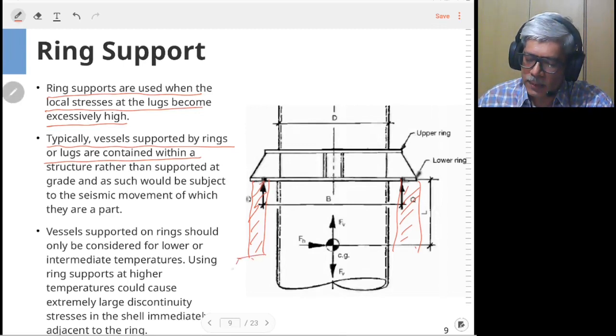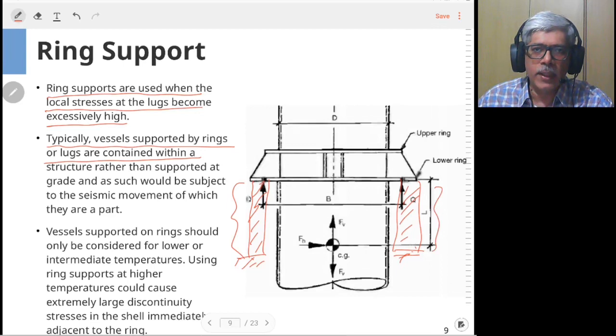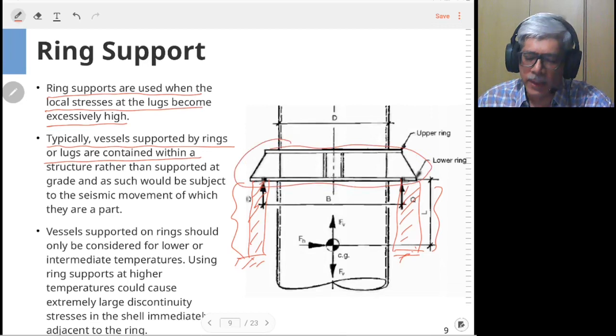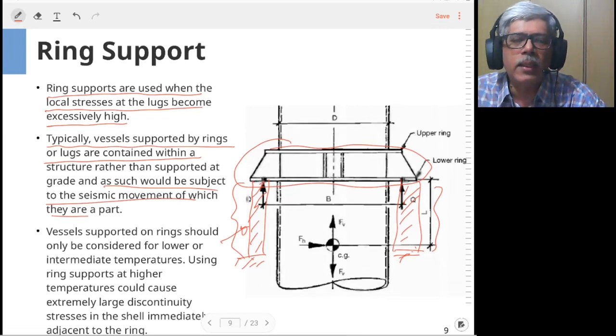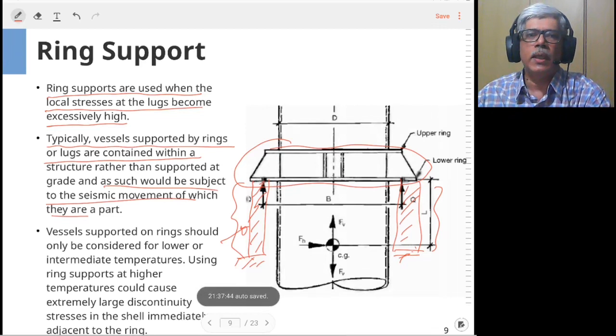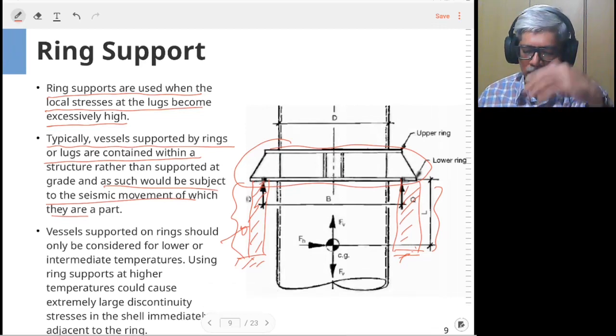Since there is an intermediate steel structure coming in addition to the ring support, the analysis of wind and seismic forces and their effects on the ring design is more complicated. That is what this second point means: the steel structure introduces more complexity in the design of the ring supports. There is one precaution which needs to be taken in the case of ring supports, and that is as follows: ring supports are used for lower or intermediate temperatures.